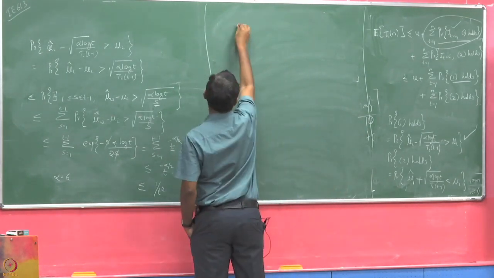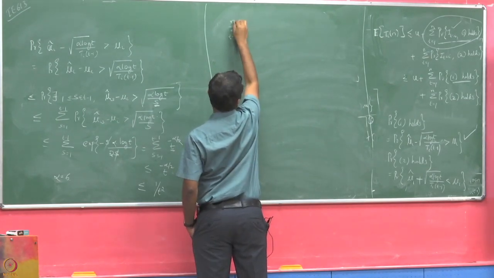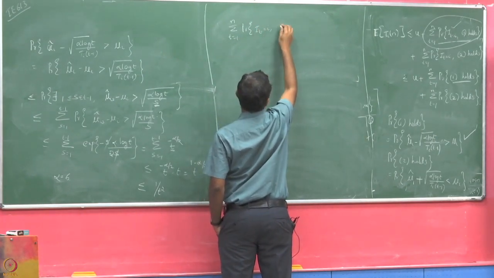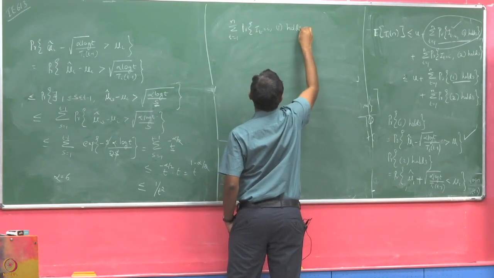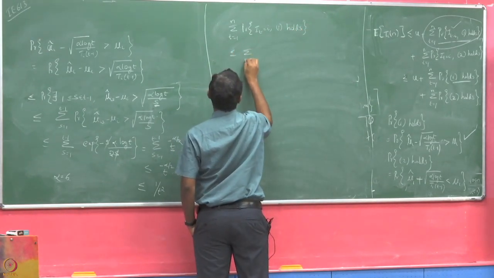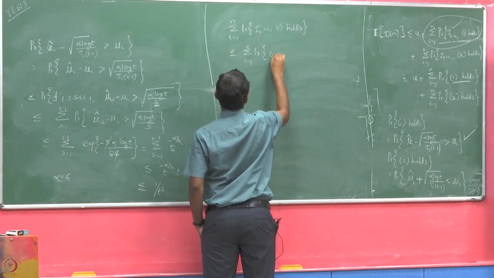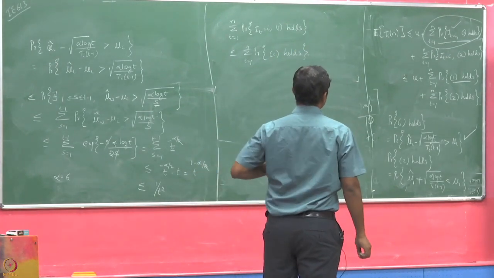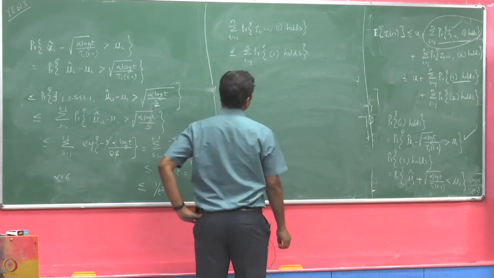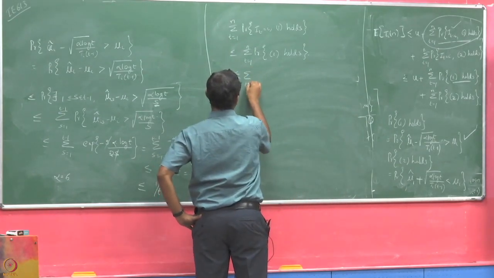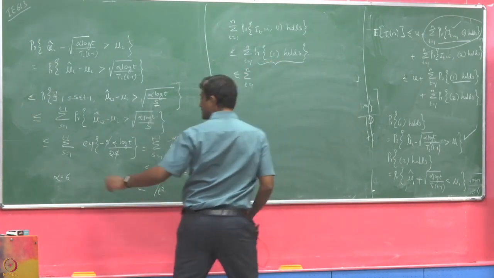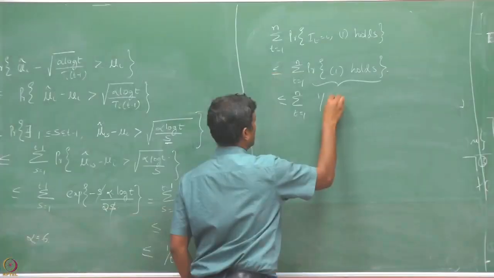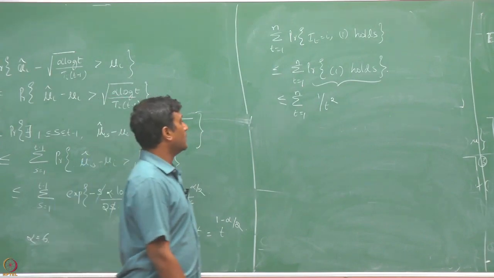Now, so we have the sum over t equals 1 to n of the probability that I_t equals I and E1 holds, which we have upper bounded by the sum over t equals 1 to n of the probability that E1 holds. And this one we have already shown to be upper bounded by 1 upon t square. Okay.